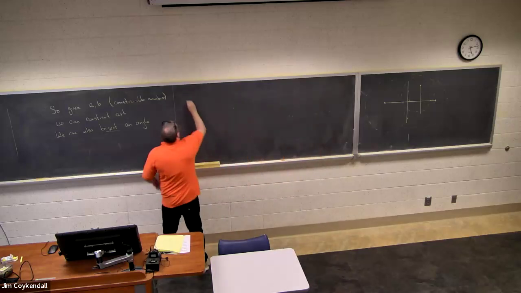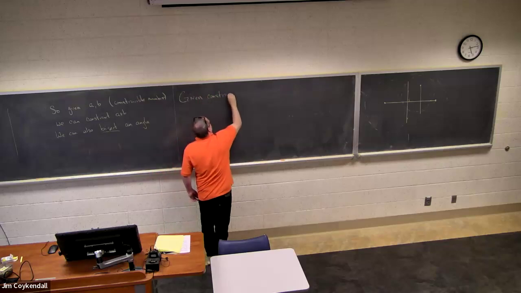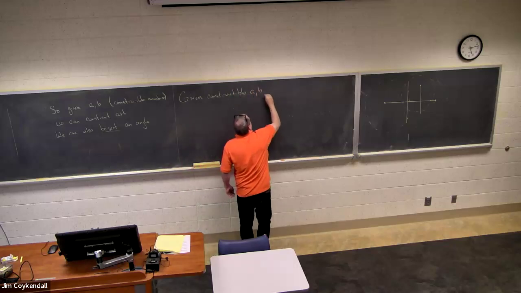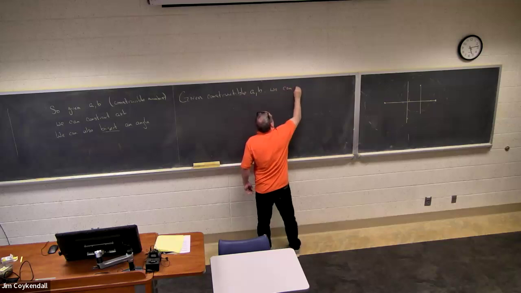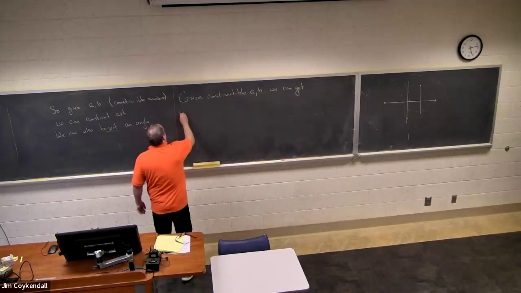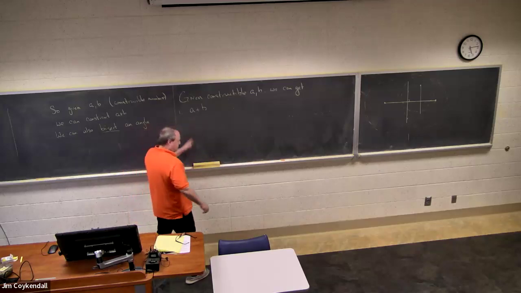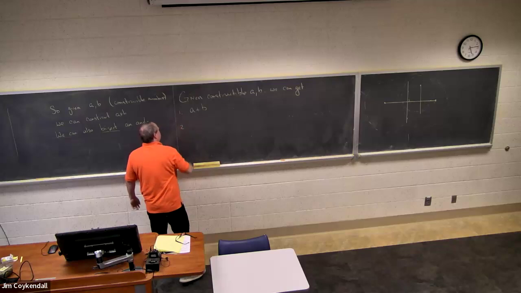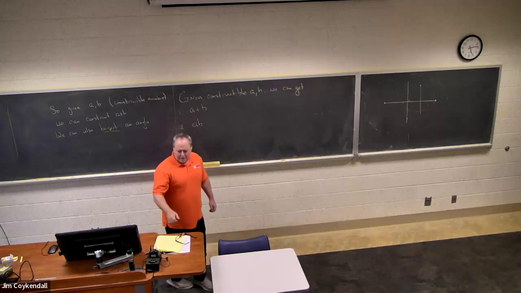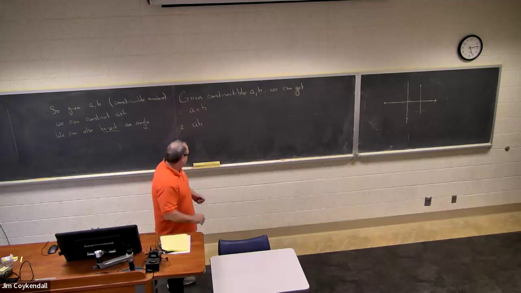So, given constructible A, B, we can get also the number 1, A plus B, and minus as well. And we can get A. We can get the product. And how can we do that?